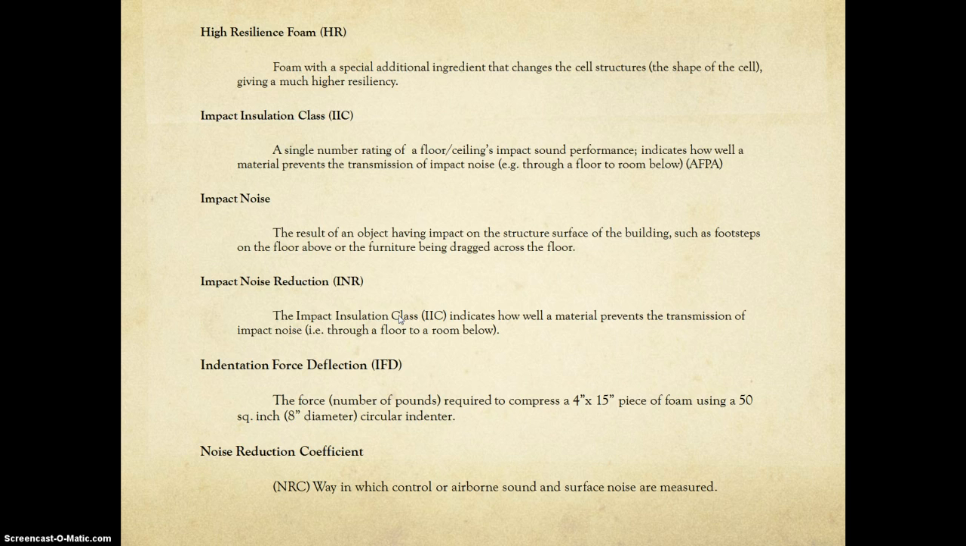Impact noise: the result of an object having impact on the structural surface of the building, such as footsteps on the floor above or furniture being dragged across the floor. Impact noise reduction, also known as INR: the impact insulation class, IIC, indicates how well the material prevents the transmission of the impact noise through the floor to the room below.